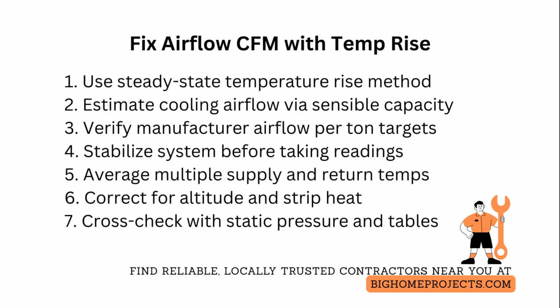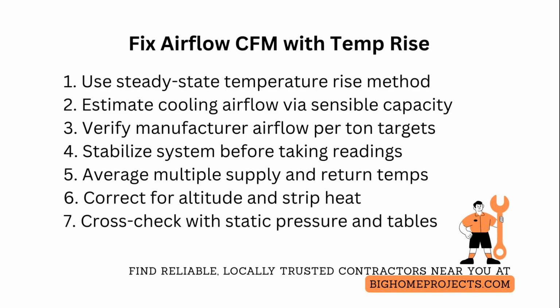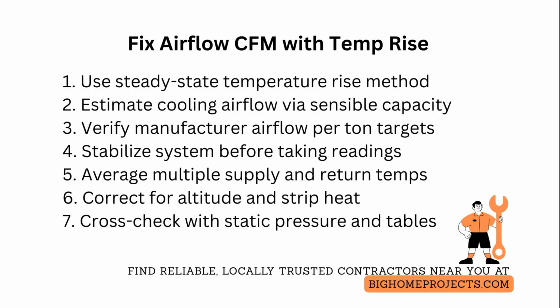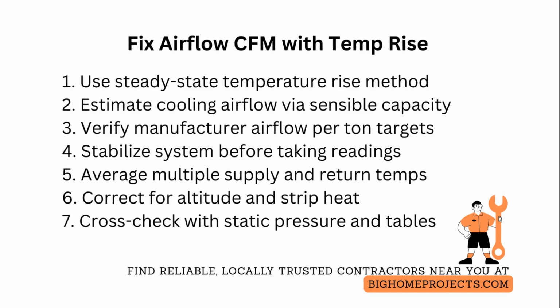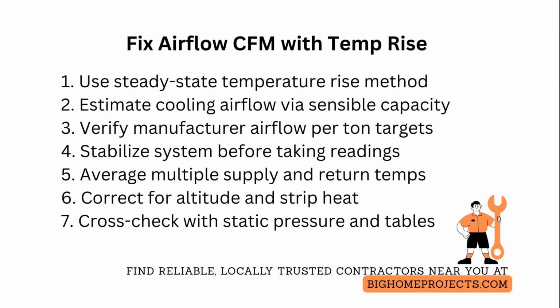mode. Always stabilize for 10 to 15 minutes before readings, measure at least 3 points in both supply and return plenums, and average to reduce stratification error. Correct for altitude by adjusting air density and correct for electric heater strip heat if present because it inflates the temperature rise. If static pressure is high, bias readings by taking temperatures far enough from the coil and heat exchanger to avoid radiant influence, and use a pitot traverse or a well-calibrated hot wire probe if you need tighter accuracy.